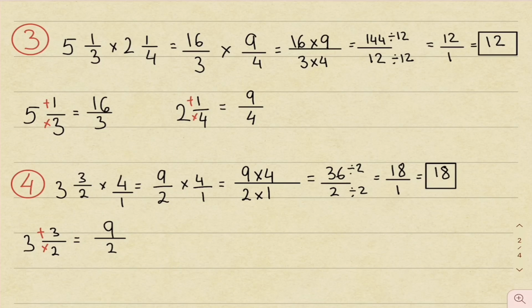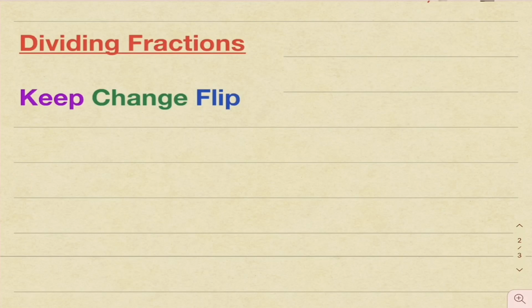So this is how we multiply fractions. Now I'm going to show you guys how we divide fractions. To divide fractions, I use the method keep, change, flip. What do I mean by keep, change, flip? If I have A over B divided by C over D, how do I do this? The first fraction, you keep it as it is.